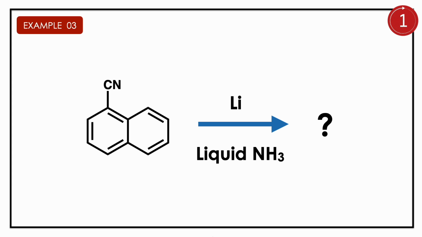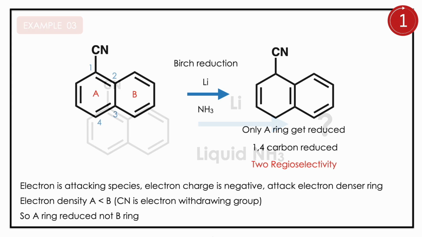Then the next example: here you have alpha cyanonaphthalene, with cyanide in the alpha position. You are reacting with lithium and liquid ammonia. You should find what will be the final product. Here two regioselectivities happen. First, you may wonder where the reduction happened, A ring or B ring.